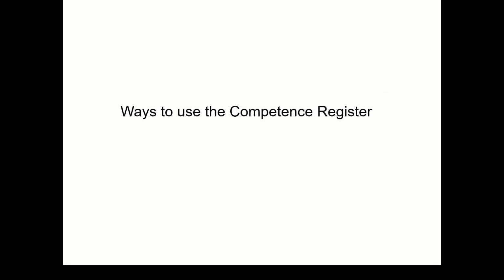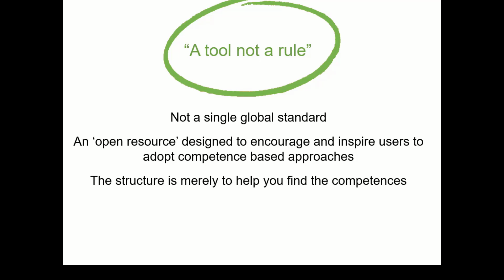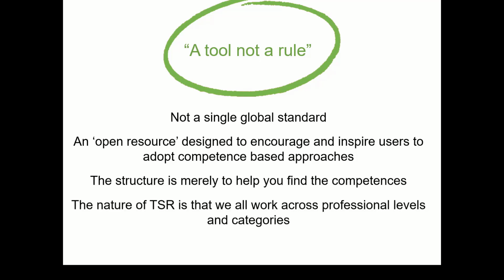Now we've seen the competence register, I will briefly outline the different ways in which it can be used. First of all, it is important to highlight a few points. The competence register is a tool, not a rule. It is not a single global standard, but an open resource designed to encourage and inspire users to adopt competence-based approaches. The structure is merely to help you find the competencies. The nature of threatened species recovery is that we all work across professional levels and categories. It really is a pick and mix.